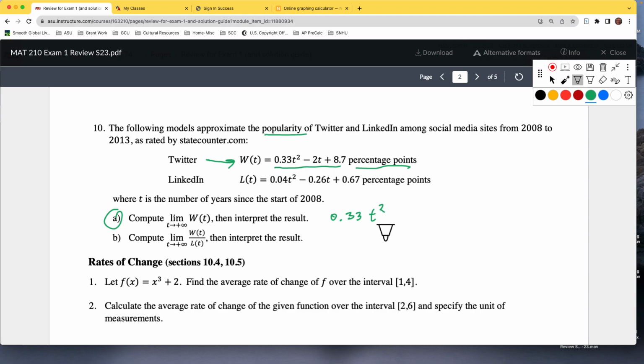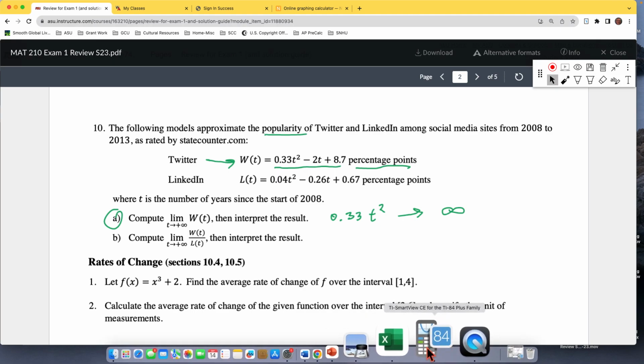And what is going off to infinity? Their popularity. So the percentage of their popularity, if you just let them go, they will continue to become more and more popular. Okay, so that would be the computation. What you can also do with this, to understand it, since I've got the calculator up, is graph this, and I'll show you that you can see it visually as well.